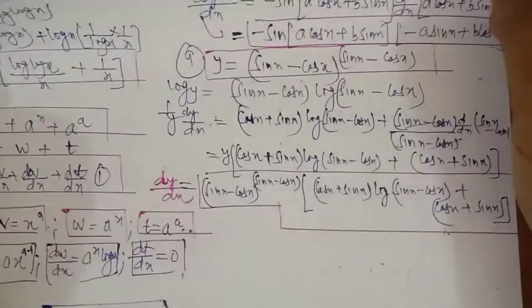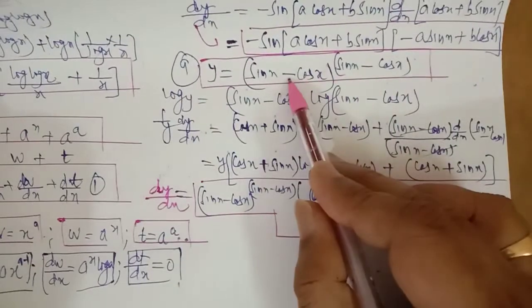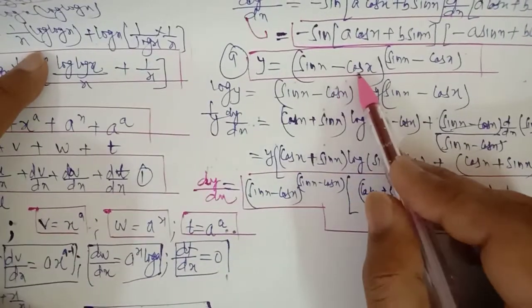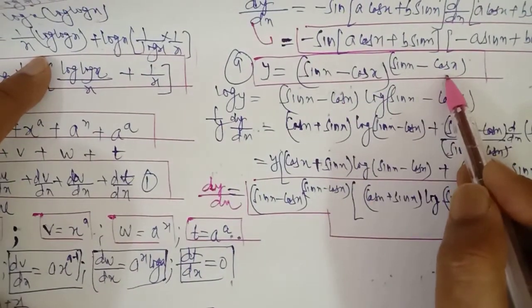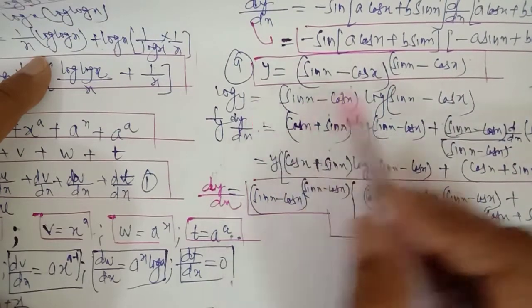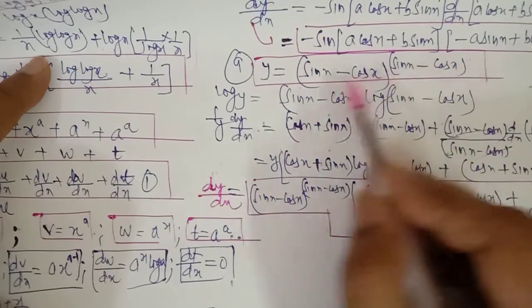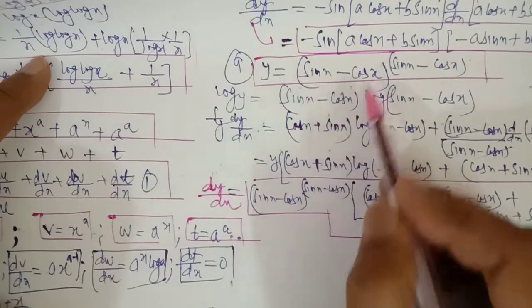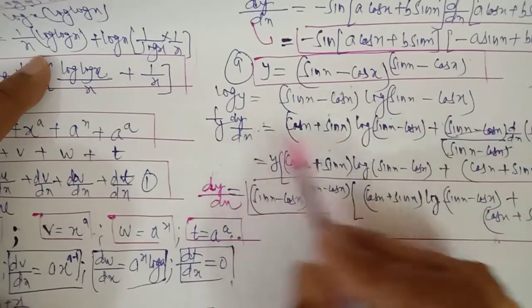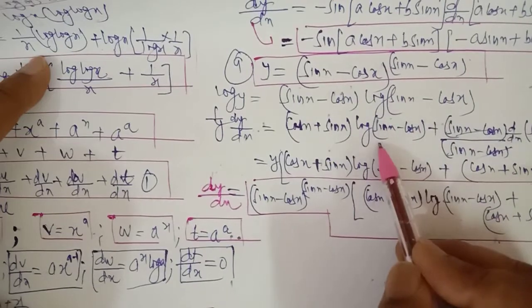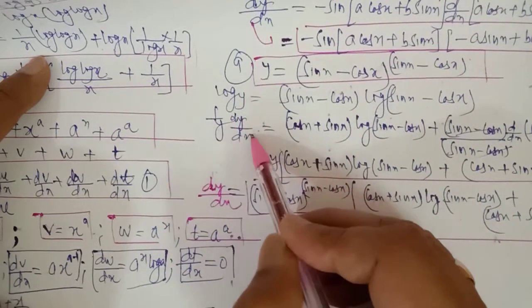Question number 9, again you cannot differentiate this without taking the log, because in the base as well as in the exponent we have the variable. So taking log on both sides, log y will be equal to this multiplied with the log of this function. See it very carefully. And now differentiate. Now you can differentiate using the product rule. So the derivative of log y will be 1 upon y dy by dx.